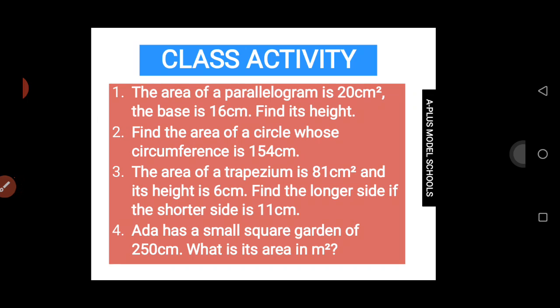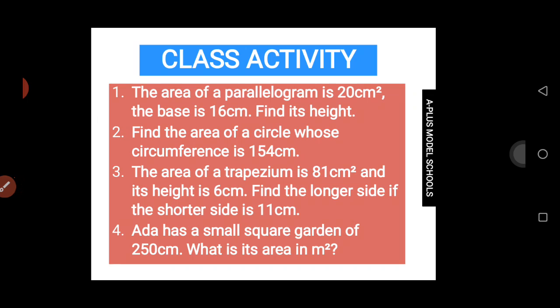So find the area if the circumference is 154 centimeters. So they have given you the perimeter of a circle. So look for the area. Don't forget, here you are given the circumference, which is 2 pi r. So 2 pi r is equal to 154. So look for the radius there. Once you get the value of your radius, now take it back to the formula for finding the area of a circle. So in this question 2, you take your pi to be 22 over 7.